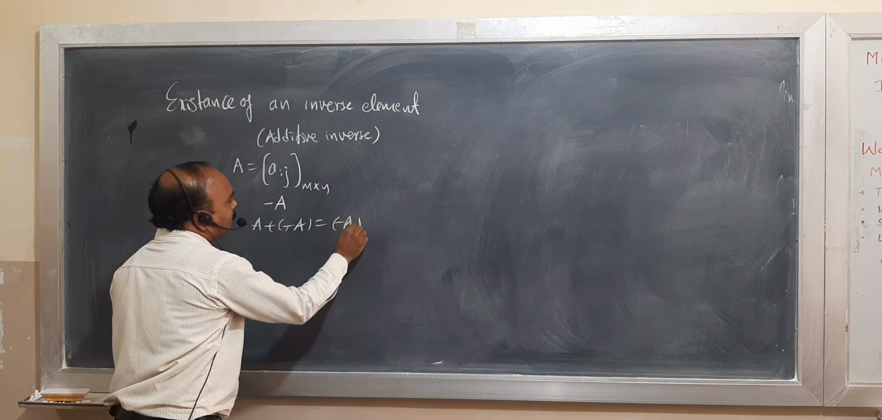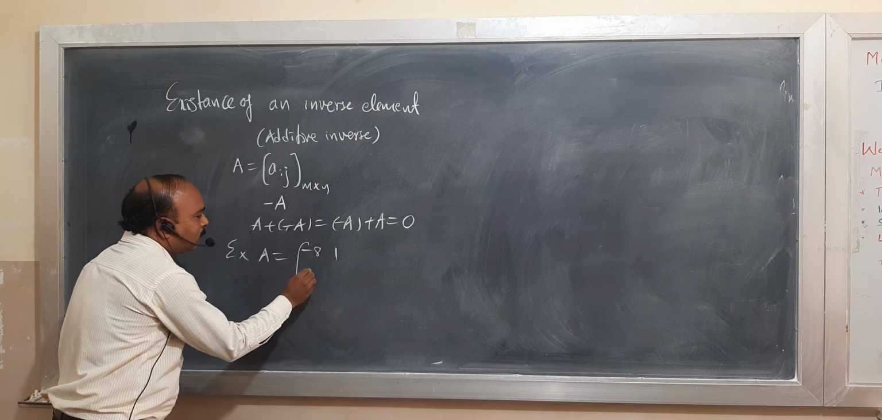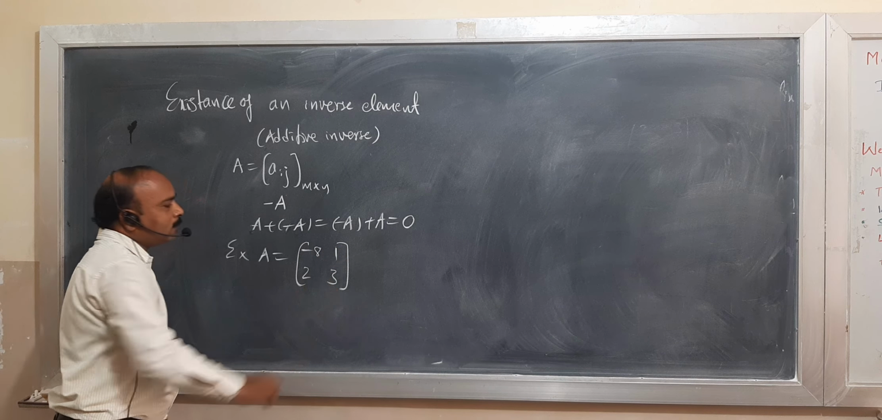Here this minus A is called the inverse of the matrix A. Otherwise this A is called the inverse of the matrix minus A. So like this we define the additive inverse of the matrix. Otherwise it is also called the inverse element under addition of the matrices. For example, if we consider A equal to minus 8, 1, 2, 3.